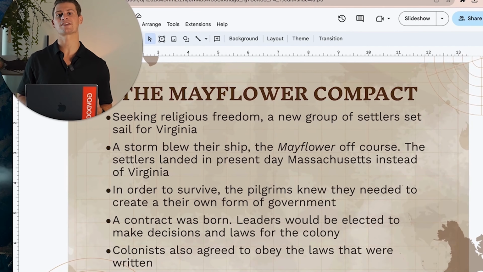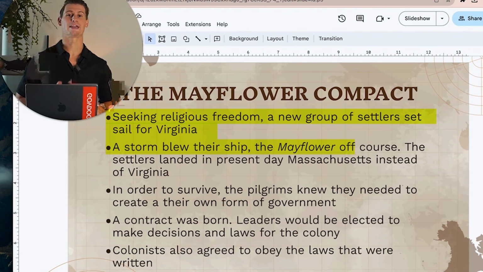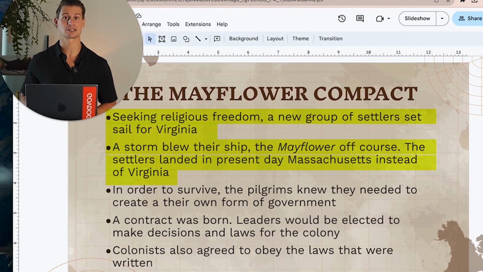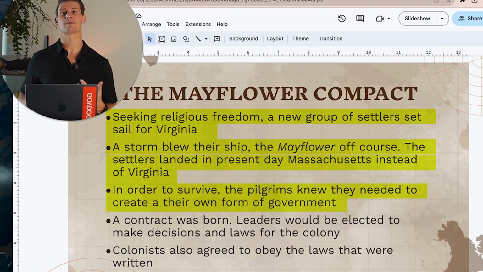So like many people at this time, a group of colonists set sail for Virginia seeking religious freedom. Although they were on their way to Virginia, a storm actually blew them off course and they wound up in the colony of Massachusetts. In order to preserve their way of life and survive, these would-be colonists knew that they needed to form some sort of government. So out of this, we have the Mayflower Compact.